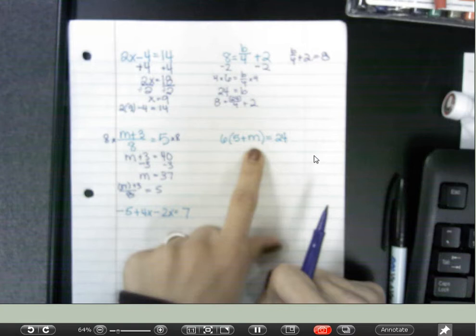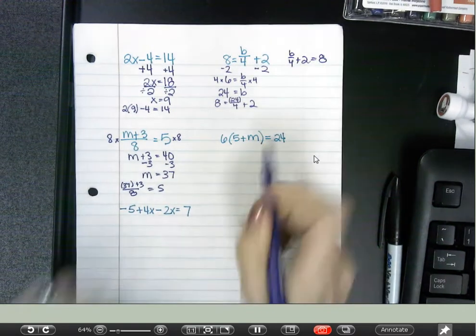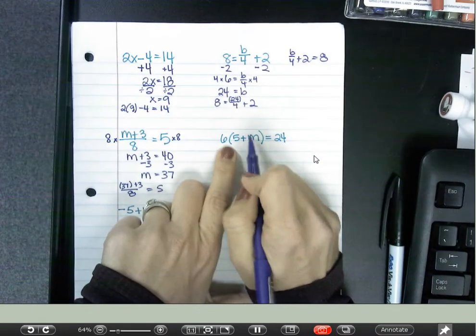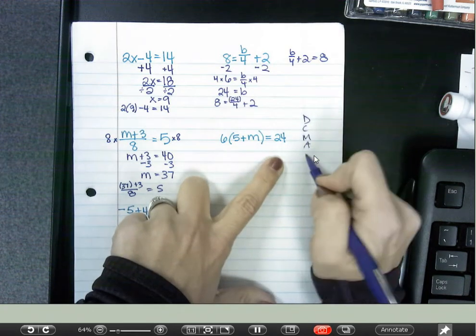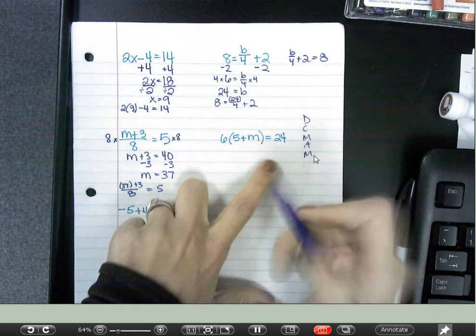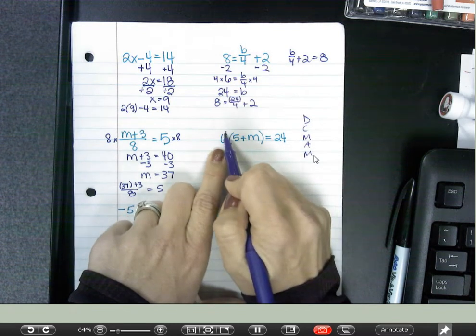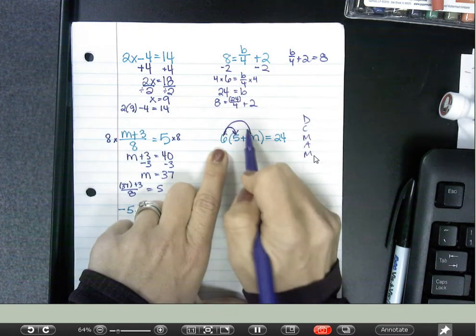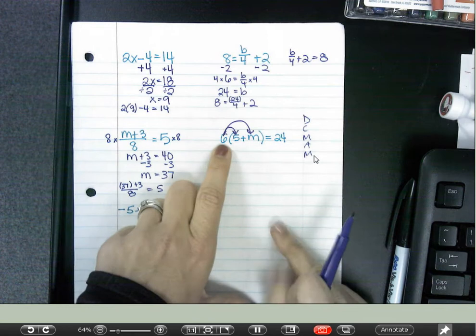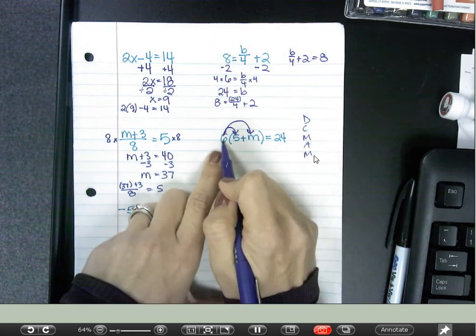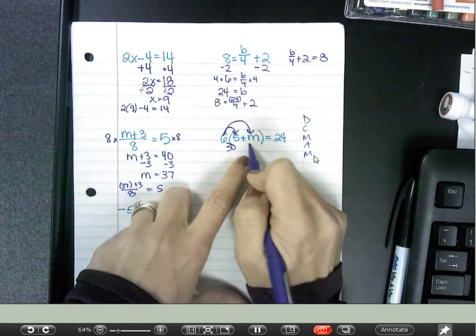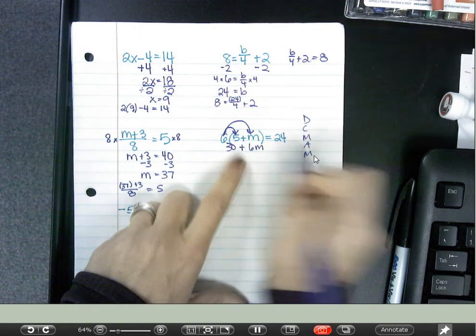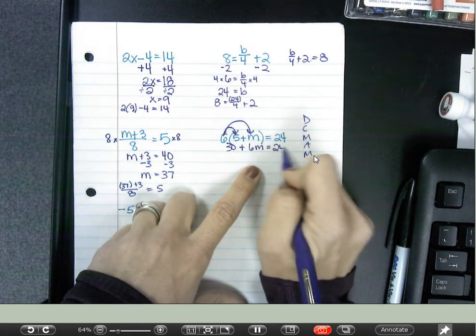Okay, so here we've got distributive property involved. So when we see this, this is our "don't" step, right? Our "don't call me after midnight." This is our don't. So when I see this, I know that this 6 has to multiply by everybody inside. So 6 times 5 is 30. 6 times m is 6m. And then it's addition in the middle.